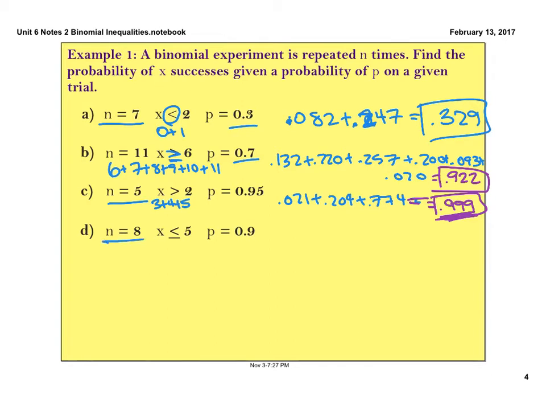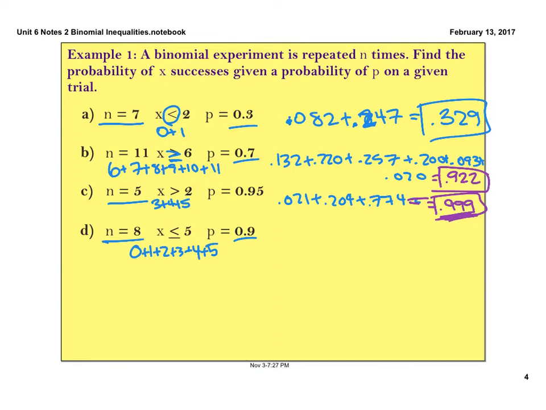I've got n equaling 8. That's the top of the second page. I want x to be less than or equal to 5. So that means I'm going 0 plus 1 plus 2 plus 3 plus 4 plus 5. And my probability is 0.9. So I'm in that 0.9 column.